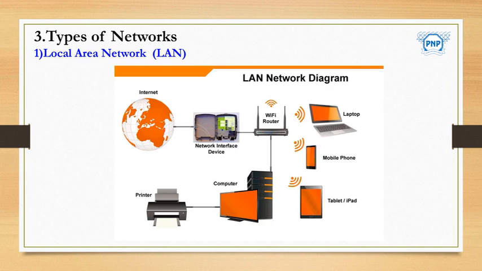In this picture, you can easily see the LAN network. Here the internet network interface device is there, a Wi-Fi router is there, and there is a computer. With the computer there is a printer, mobile phone, tablet, iPad, and laptop. So let's understand what this local area network is, which is commonly known as LAN.